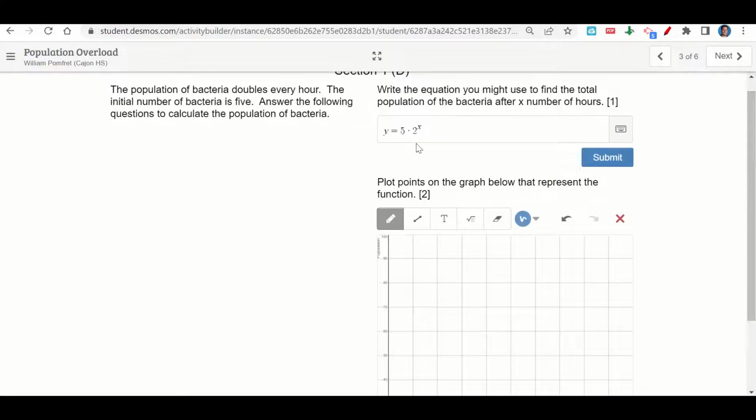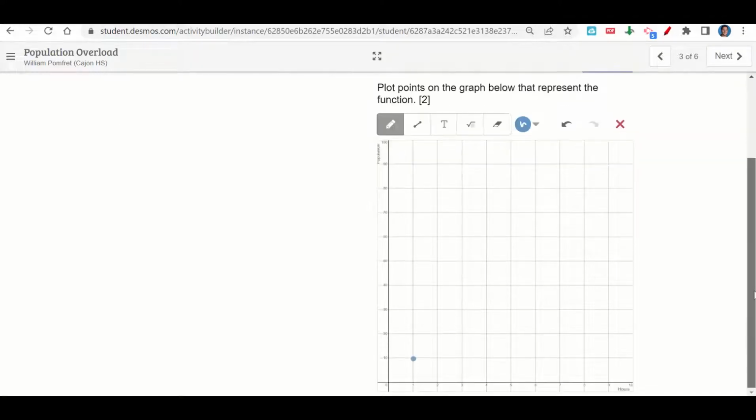Then we're going to do it again for the next one. So 2 to the second power, because x would be 2. So 2 to the second power is 4, times 5 is 20. So at hour 2, we're at 20.